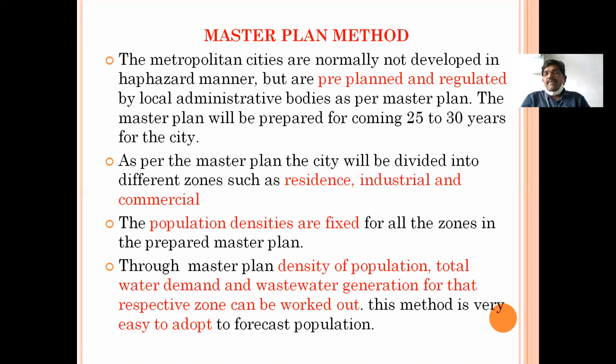Next one is the master plan method. In this master plan method, we are going to learn that any city, or normally the metropolitan cities, may have a master plan with respect to extension of boundaries. Once they have the master plan, it will be prepared for the coming 25 to 30 years for a city. See here, as per the master plan, the city will be divided into various zones like industrial zones, commercial zones, residential zones, like that.